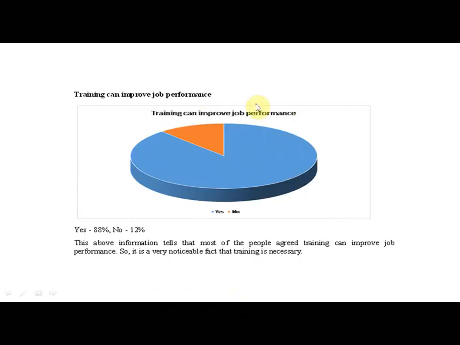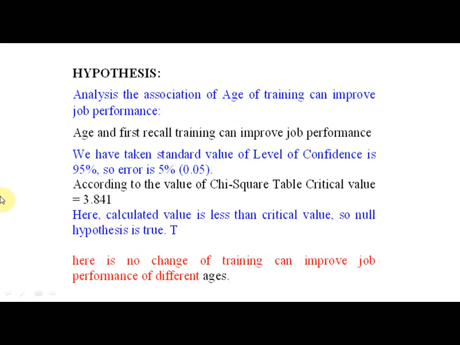Training can improve job performance. Analyze the association of age and training can improve job performance. Age and the first equal training can improve job performance. Here the calculated value is less than the critical value, so the null hypothesis is accepted. There is no change: training can improve job performance across different ages.